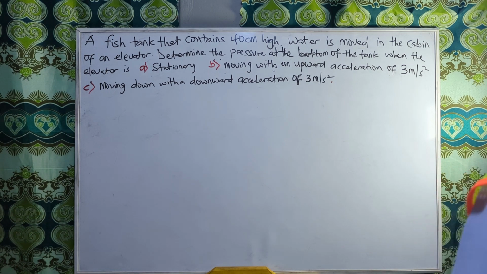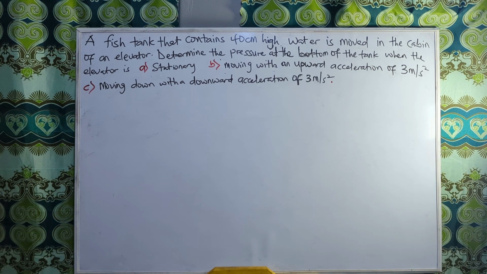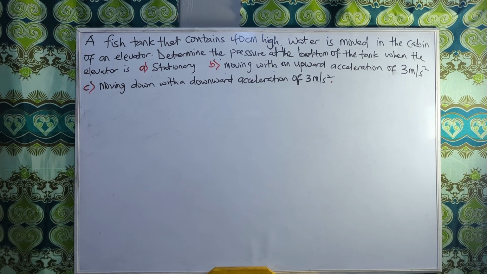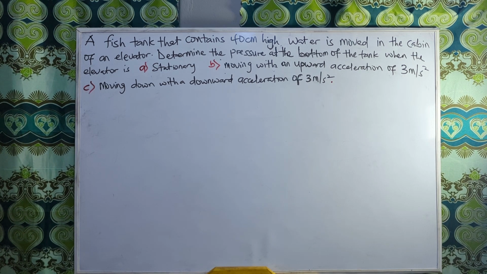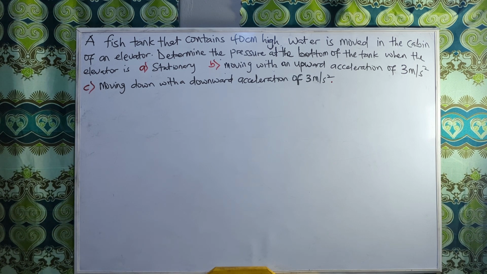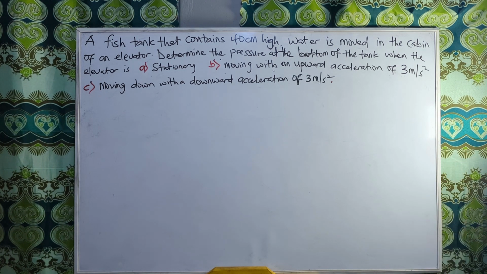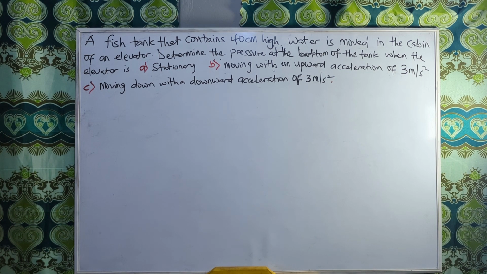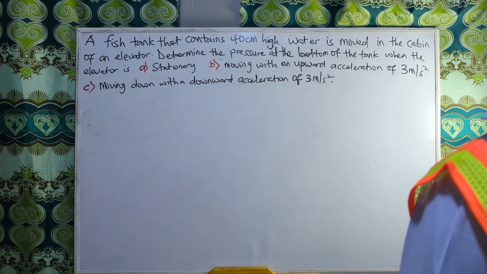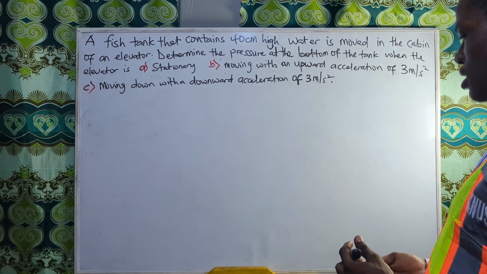Now let's move on to the question we have on the board. A fish tank that contains 40 cm high water is moved in the cabin of an elevator. Determine the pressure at the bottom of the tank when the elevator is A. Stationary, B. Moving with an upward acceleration of 3 meter per second squared, C. Moving down with a downward acceleration of 3 meter per second squared.